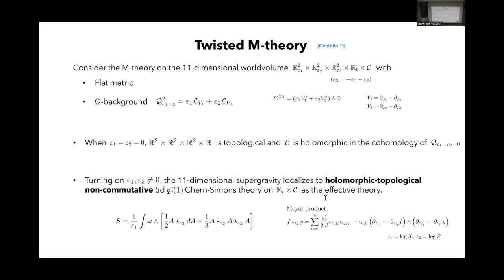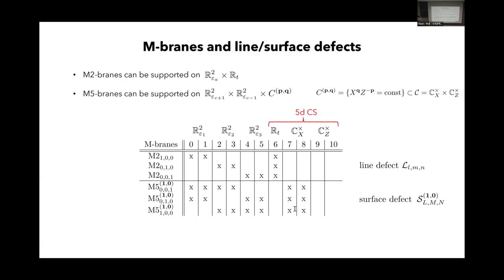Right. That's why I said eventually the theory gets localized to 5D, which is transverse to R2, R2, R2. Okay. So that's the twisted M theory and the 5D Chern-Simons theory that arises from it.